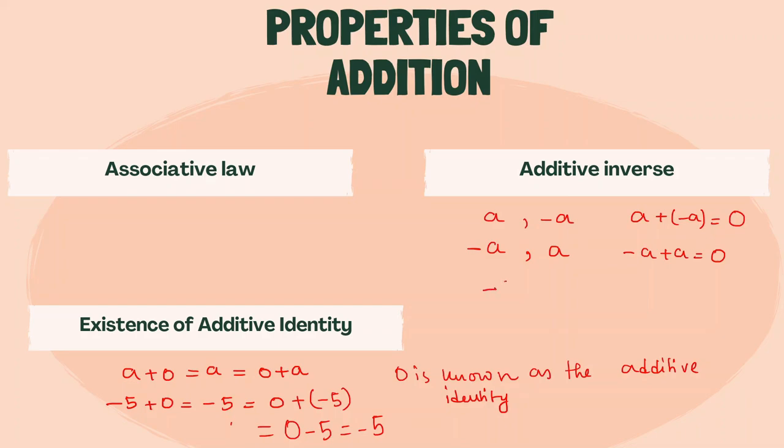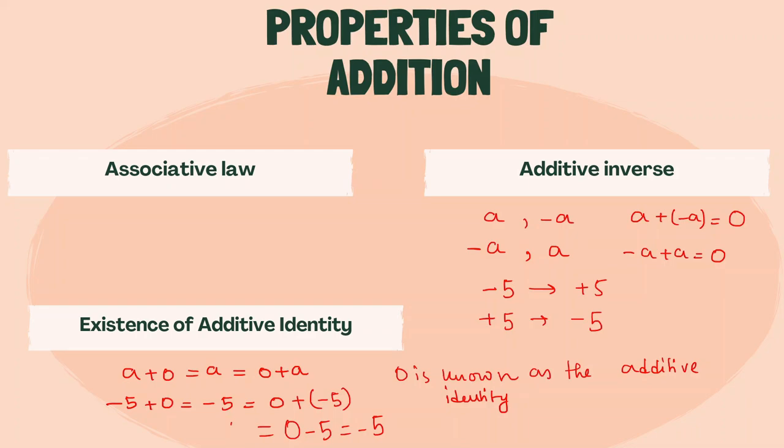So for minus 5, what will be its additive inverse? Its additive inverse will be plus 5. And for plus 5, what will be its additive inverse? Its additive inverse will be minus 5. So here we conclude the properties of addition.